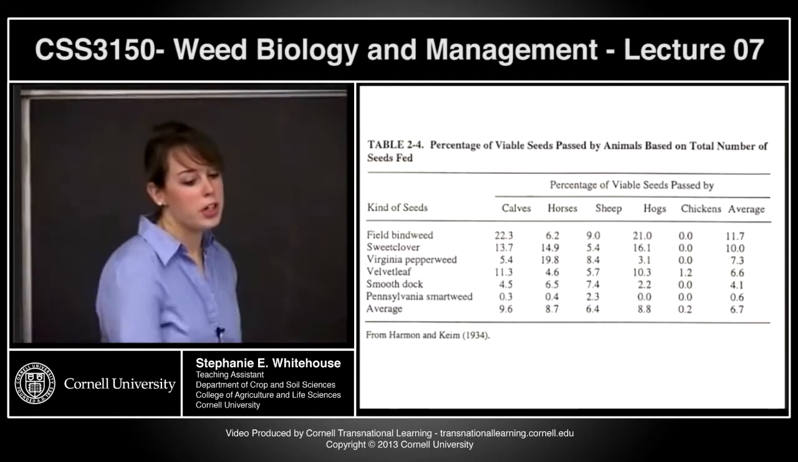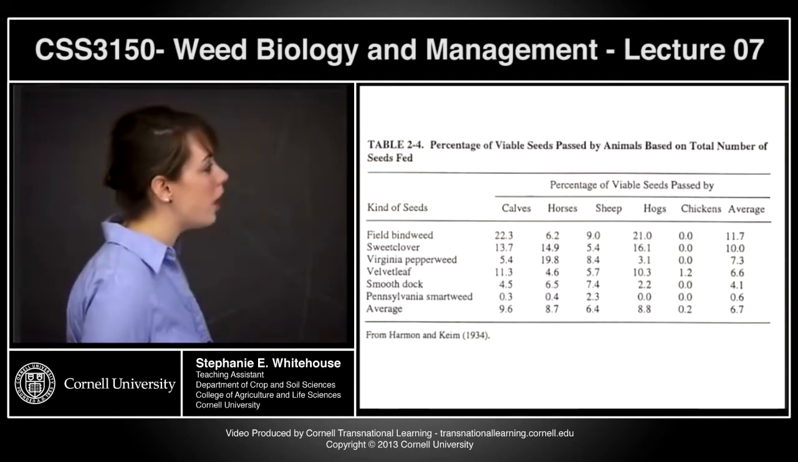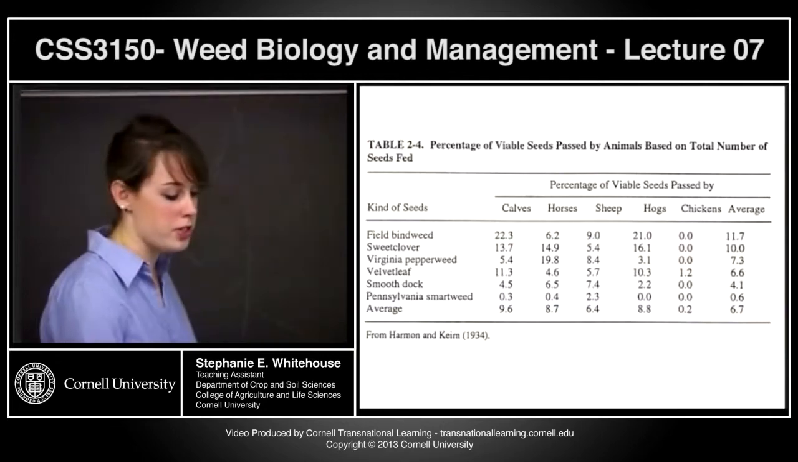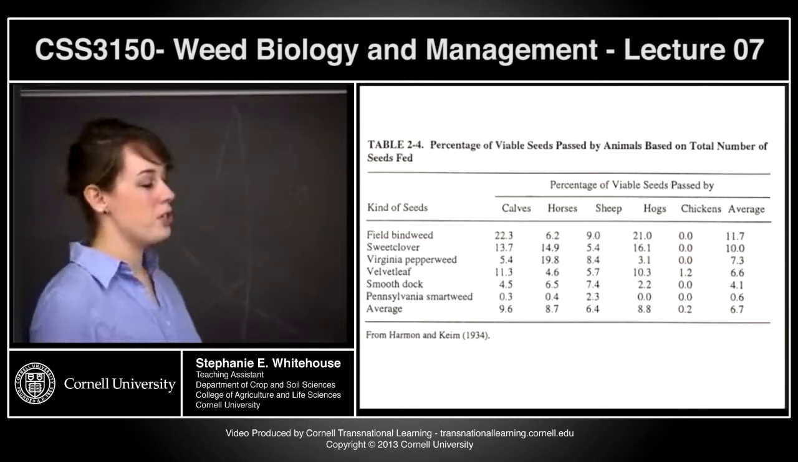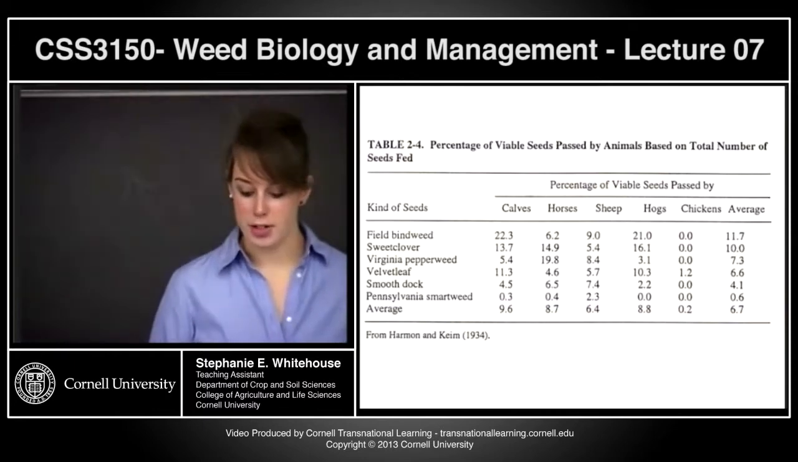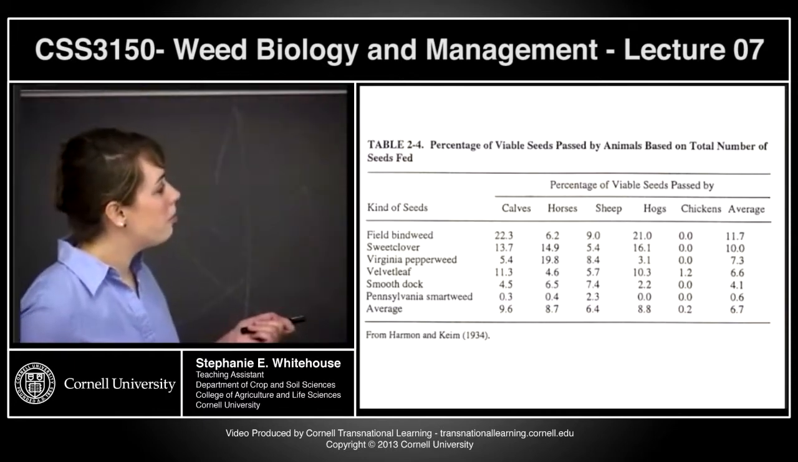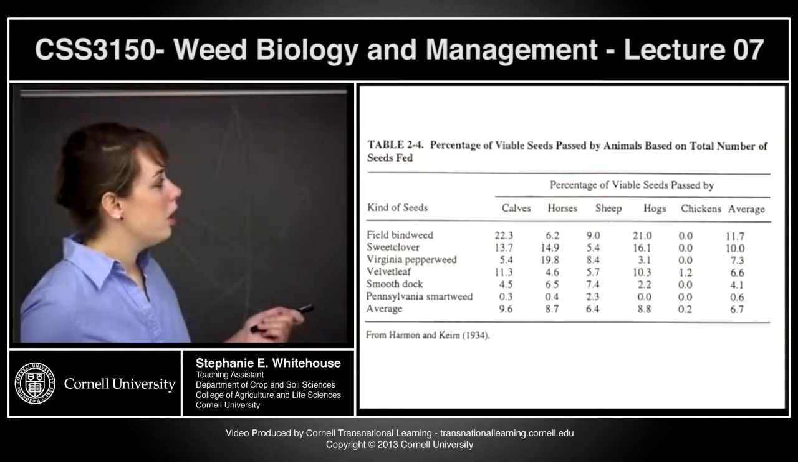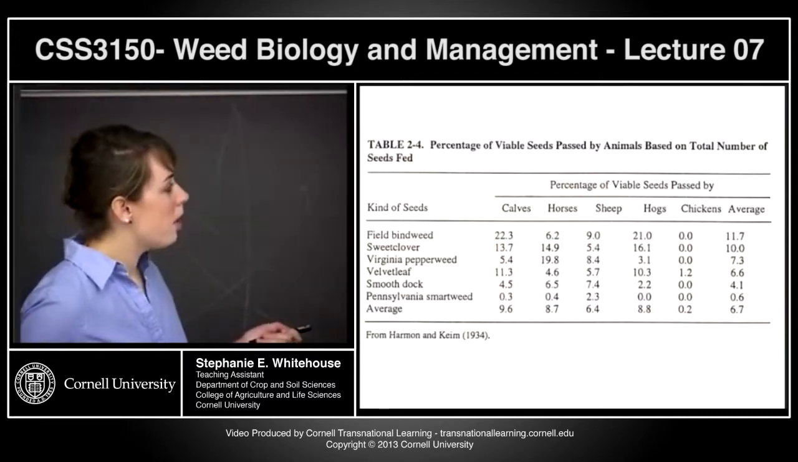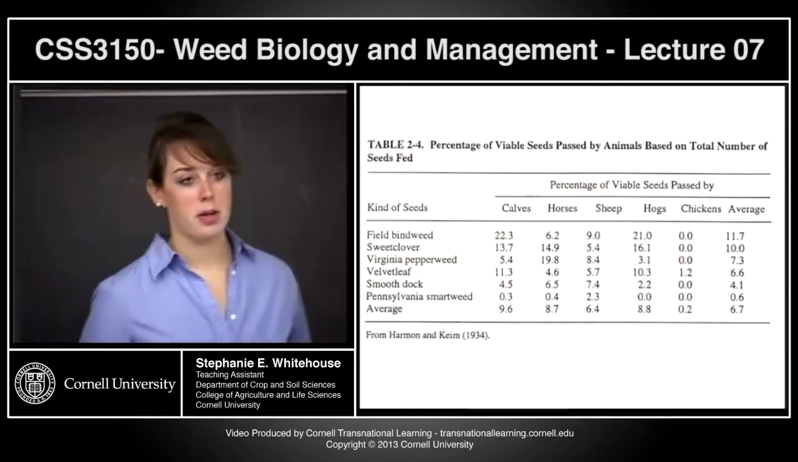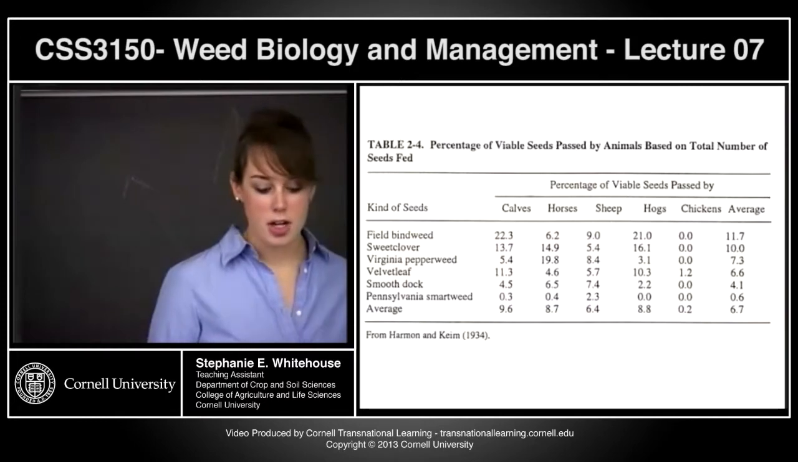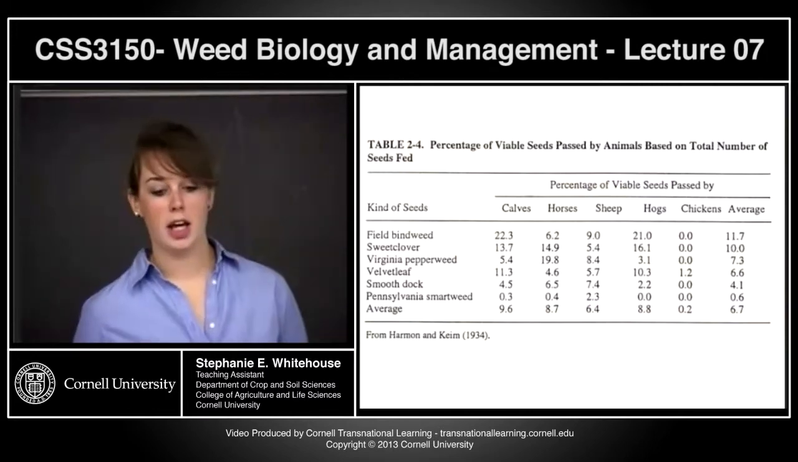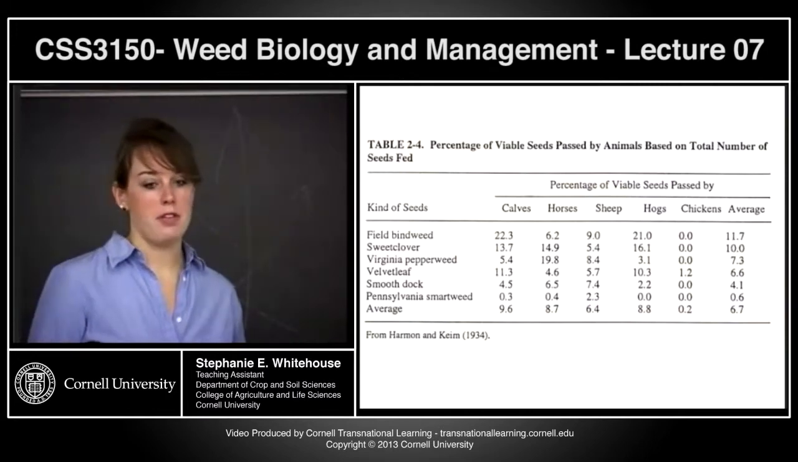Okay. This figure here is looking at viable seeds after they have passed through animal digestive tracts, and which weed species seem to be most adapted to being ingested by different animals. So here we can see that field bindweed seems to be one of the more popular or adapted plants here, having been eaten by calves or by pigs, as well as sweet clover and Virginia pepperweed. So these are ones that you're going to find pretty commonly in livestock areas, and they've adapted to growing in areas where livestock is present so that they can be eaten and still be viable after having been ingested.